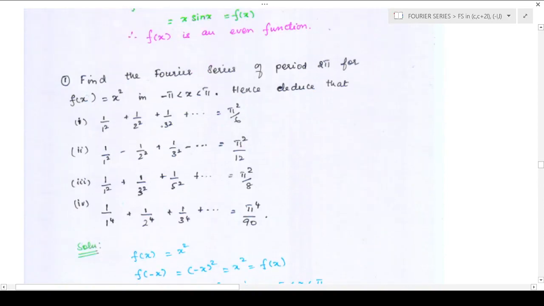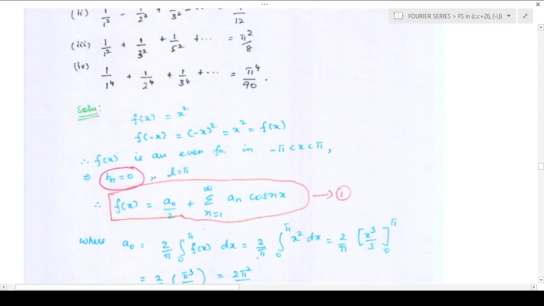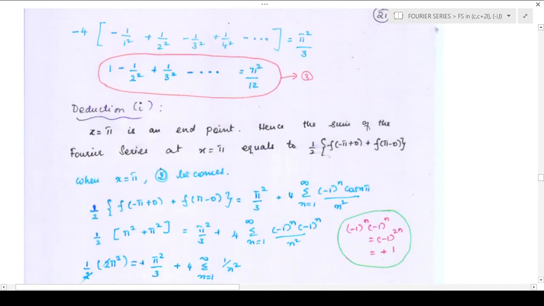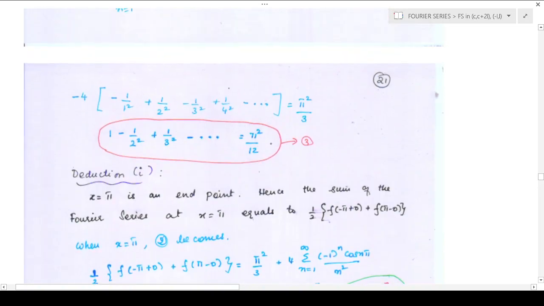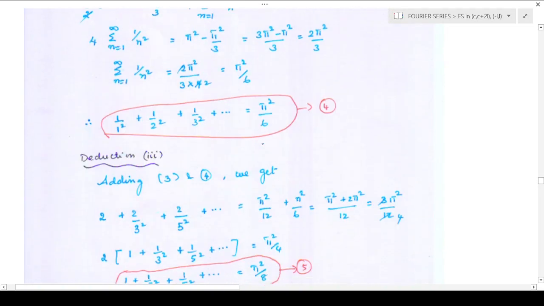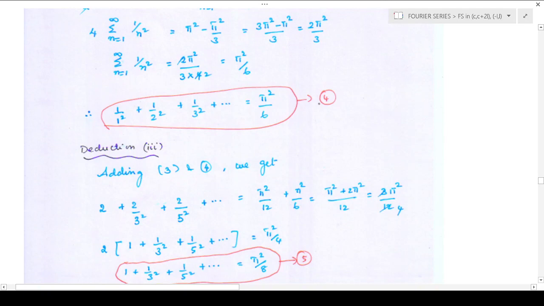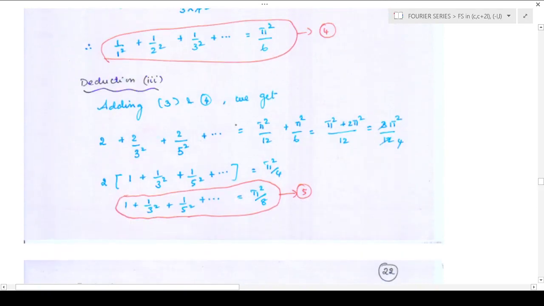If you add these two, you will get this one with twice on the left hand side, right? So you are adding deduction 1 and deduction 2 for the third one. Adding 3 and 4 means deduction 2, I have taken it as 3, and deduction 1, I have taken it as 4. If you add 3 and 4, you will be getting the deduction 3 here.